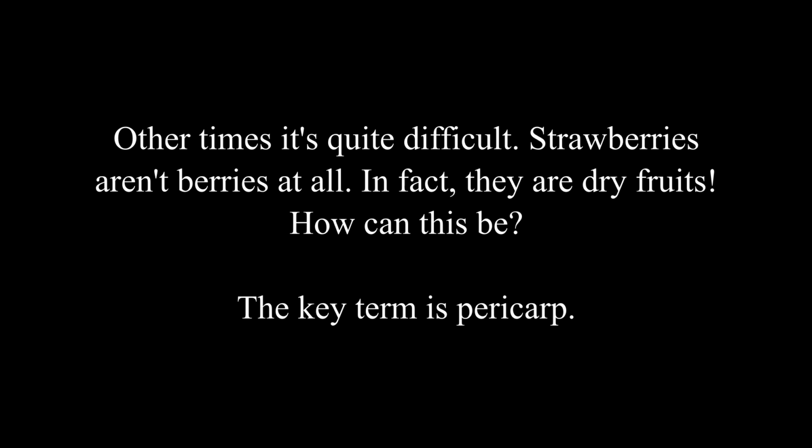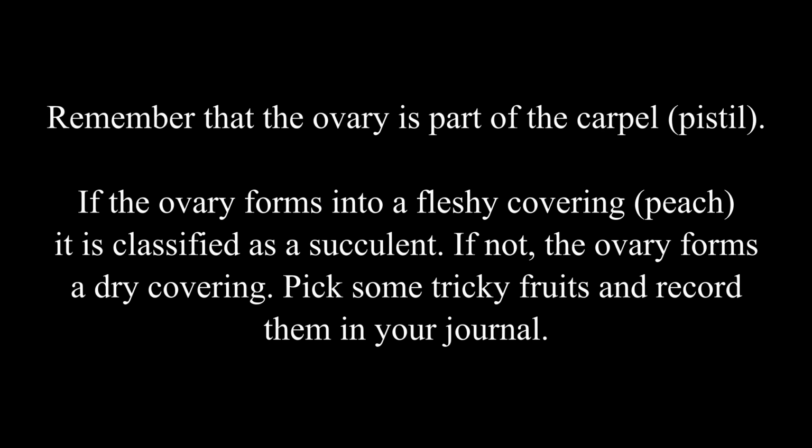For instance, strawberries. Strawberries aren't berries at all. In fact, they are dry fruits. How can this be? The key term is pericarp. Remember, peri means around, and carp is the same as a pistil, so around the pistil. Remember that the ovary is part of the carpel pistil. If the ovary forms into a fleshy covering, like peaches, it's classified as a succulent. If not, the ovary forms a dry covering. Pick some tricky fruits and record them in your journal.